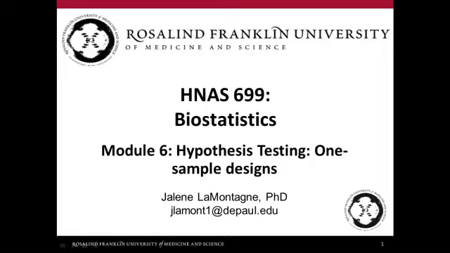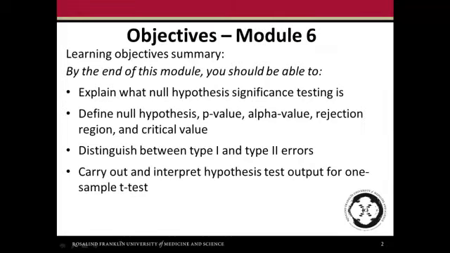This is mini lecture number 1 for Module 6 on hypothesis testing, specifically here one sample designs. A summary of the objectives for this module is to explain what null hypothesis significance testing is, to define a null hypothesis, p-value, alpha value, rejection region, and critical value, distinguish between type 1 and type 2 errors, and to carry out and interpret a hypothesis test output for one sample t-test.